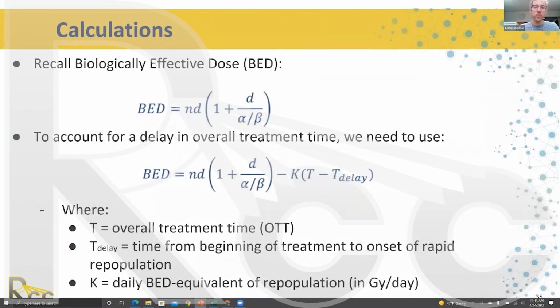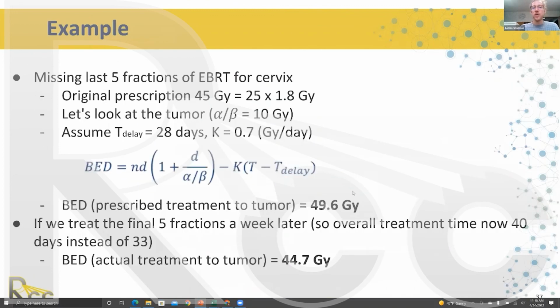I left one page out, but your T delay is about 28 days for head and neck. On average, for cervical cancer, literature goes anywhere from 14 days to 28 days. Again, just for your information, this is mostly for using this equation to do calculations. So I'm not going to go through too many details of these calculations.